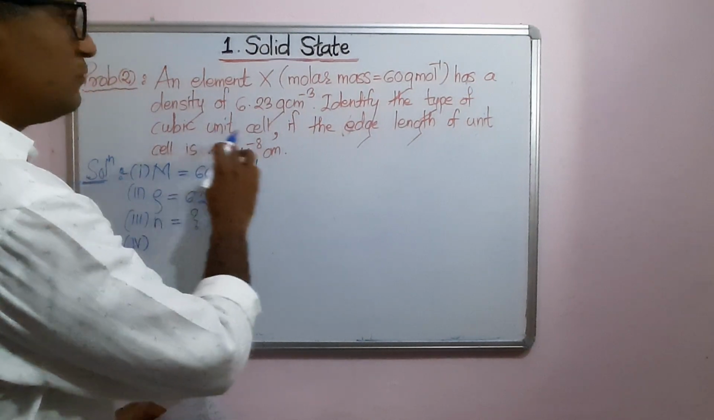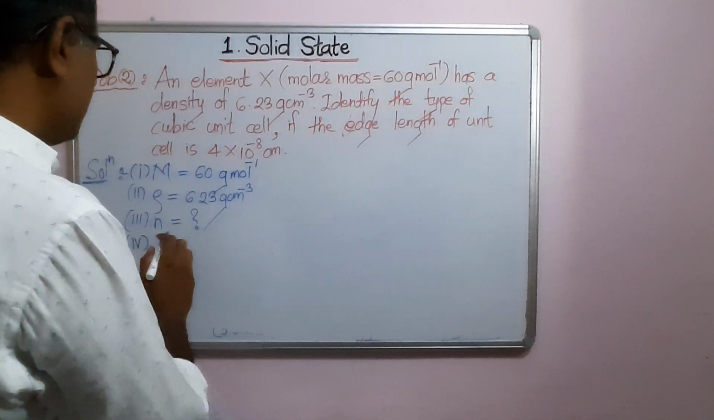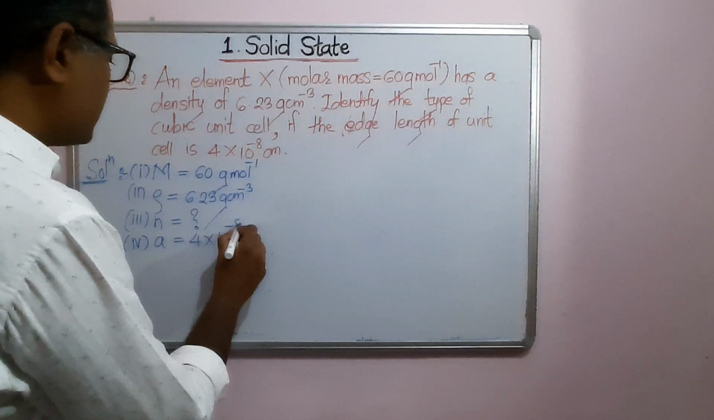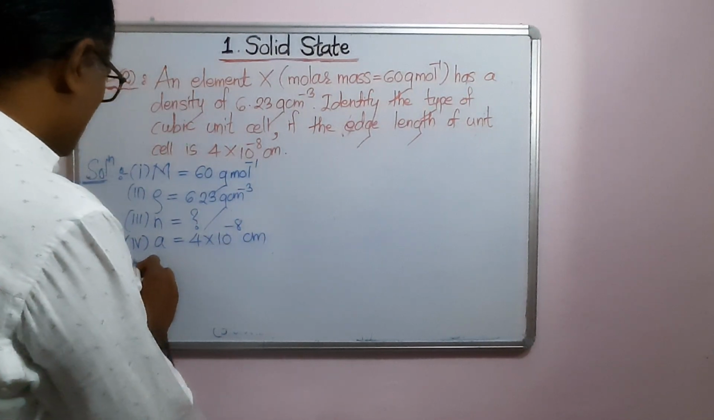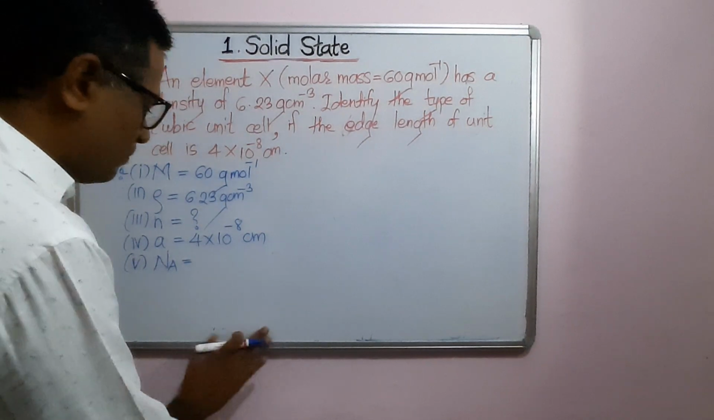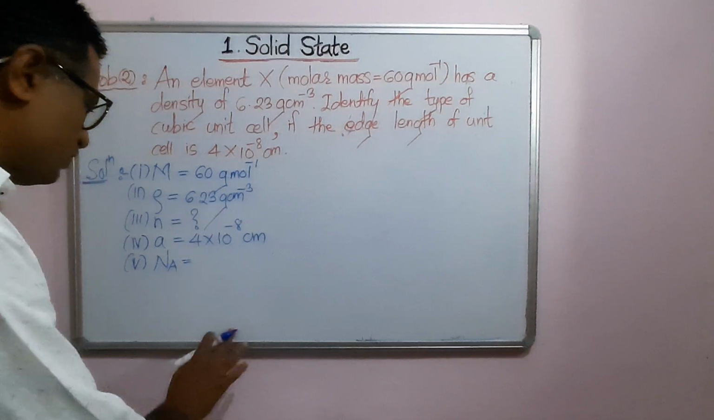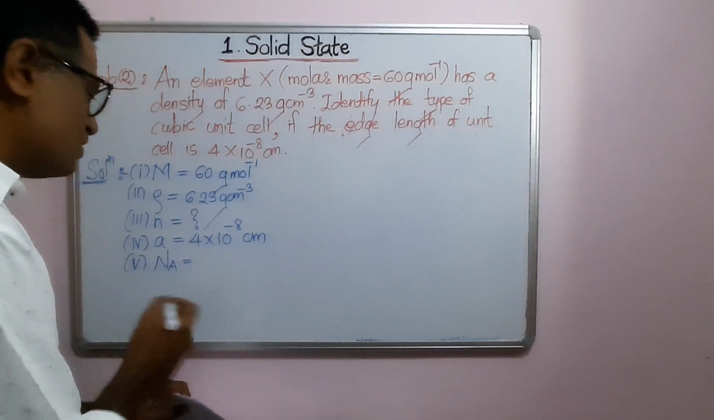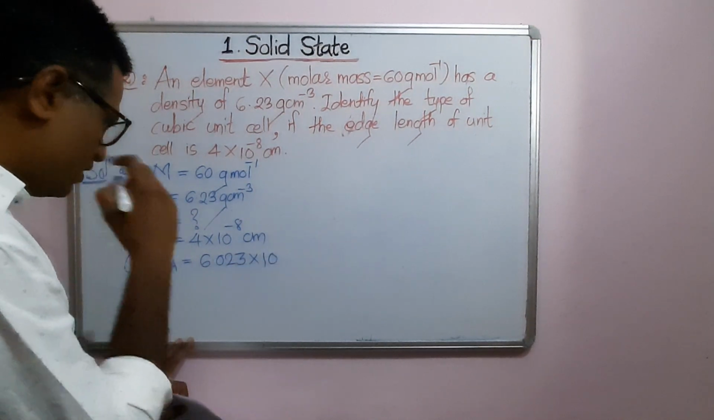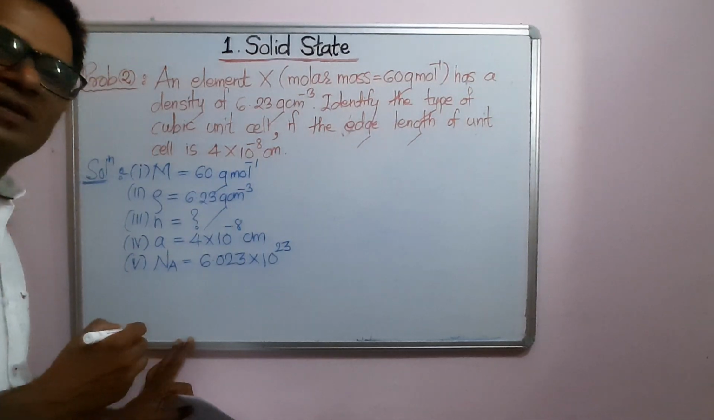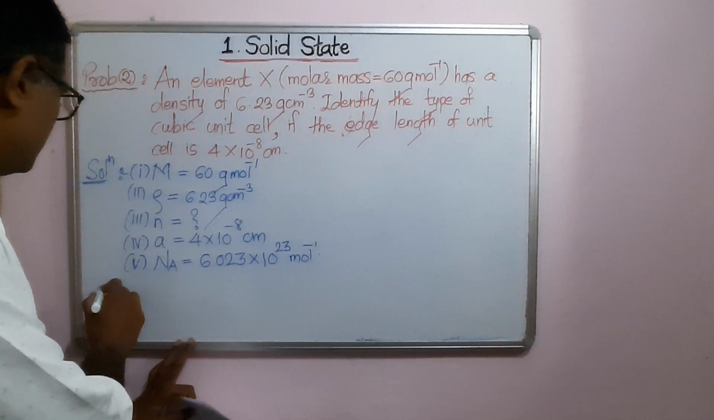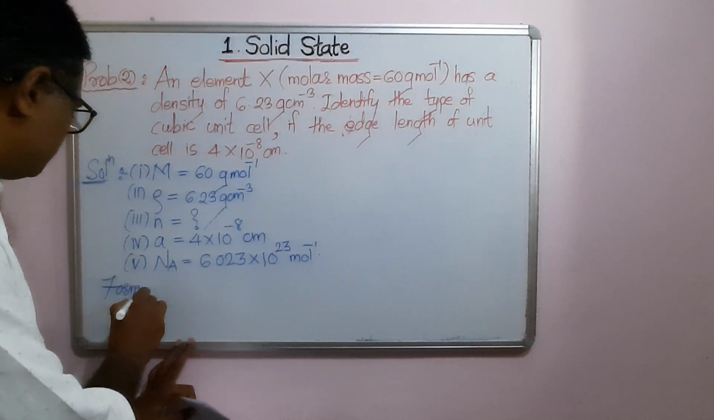One more thing is given, the edge length A, which is 4 into 10 to the power minus 8 centimeter. One more parameter you require is N_A, because it is there in the formula. It may be given in the question paper as a physical constant, or you must remember it. It is a very important number in chemistry: the Avogadro number, 6.023 into 10 to the power 23 per mole.